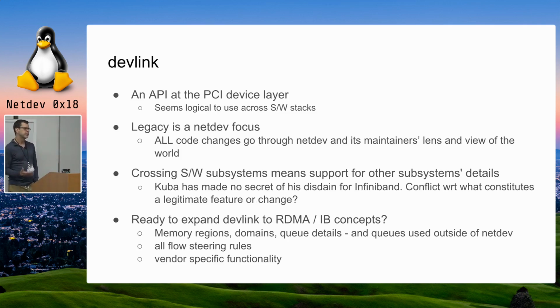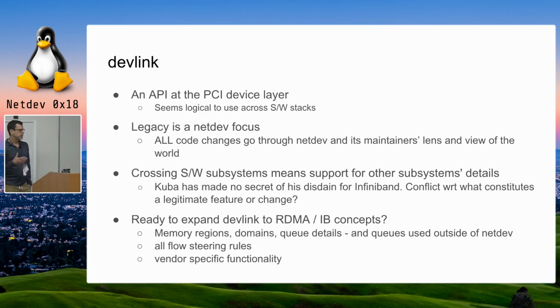Conceptually, DevLink is the API for that, right? It's an API at the PCI layer. It's logical to use it across networking. To date, though, DevLink has had a Netdev legacy focus, right? All code changes go through Netdev, which means they go through its maintainer's lens and view of the world. For crossing subsystems, that means adding support for other subsystem details, right?